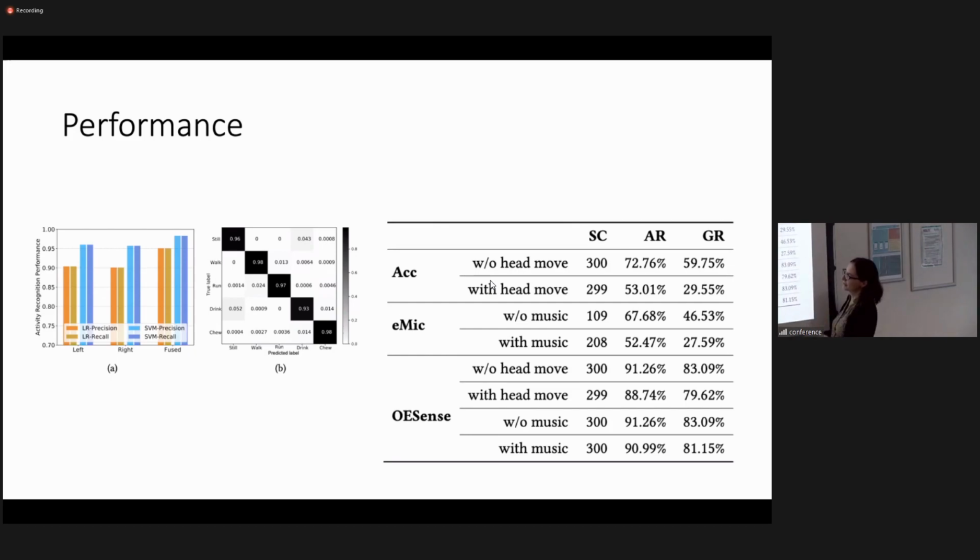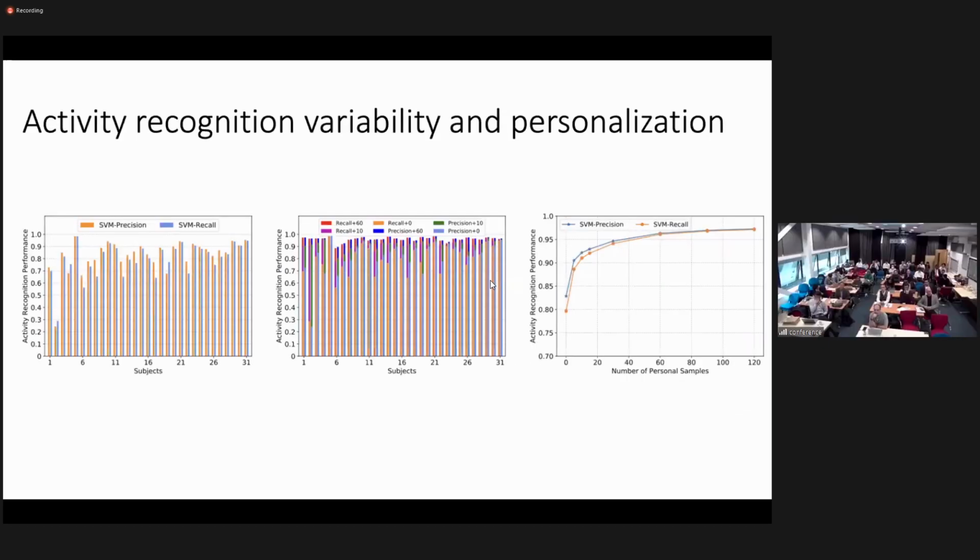Outer ear microphone doesn't work very well. Here we're doing quite well. I'll give you a breakdown of how well this is. I like this graph because it's kind of realistic. So here are 31 subjects, activity recognition performance. So does it work well for every one of our subjects? The answer is no.